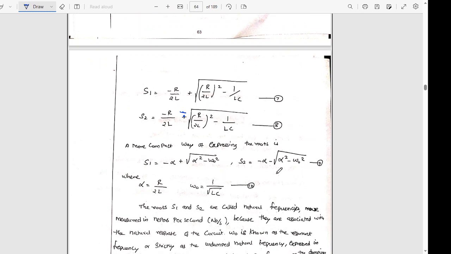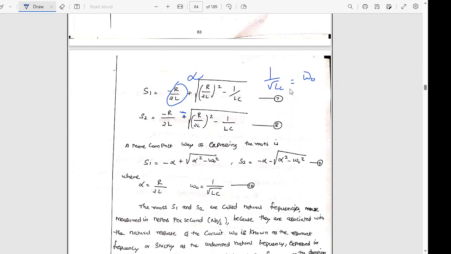The more compact way of representing the roots is to give some names. R by 2L will be represented as alpha, and 1 by root LC I am going to represent as omega naught. So we got s1 equal to minus alpha plus the root of alpha square minus omega naught square.